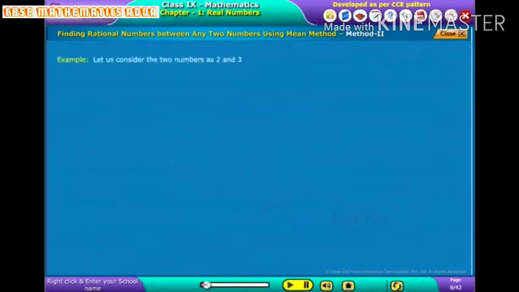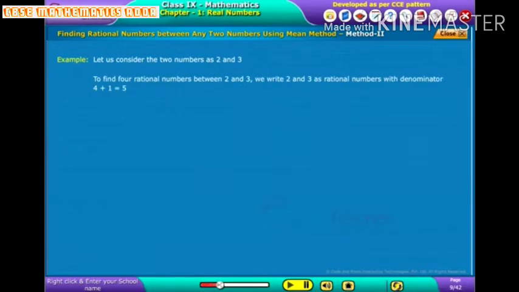Method 2. Let us consider the same numbers used in method 1. Here, to find 4 rational numbers between 2 and 3, we write 2 and 3 taking denominator as 4 plus 1 is equal to 5. That is, 2 equal to 10 by 5 and 3 equal to 15 by 5, which is further expressed as shown on screen.